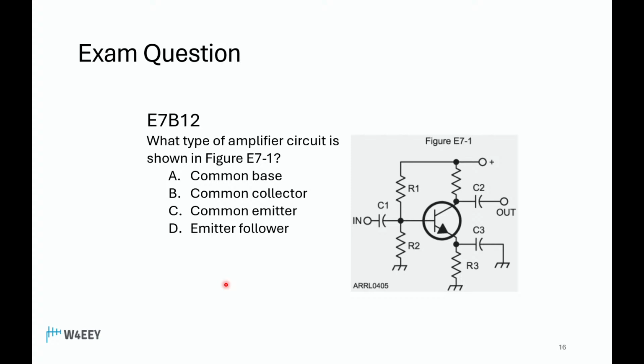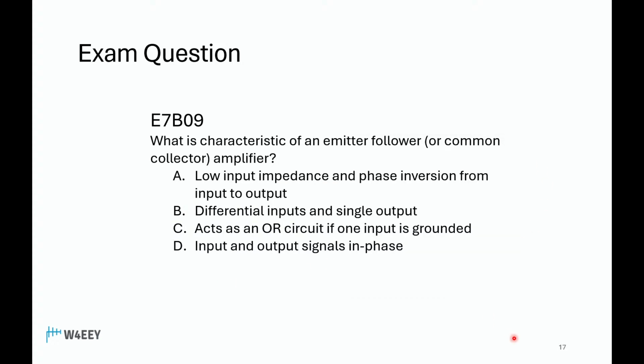What type of amplifier is shown in this figure? Charlie. Charlie, it's a common emitter. Yep. And the shortcut that I gave you. What is characteristic of an emitter follower or common collector amplifier? Delta. It is delta. Input and output signals are in phase. That's true of the common collector and the common base, but they only ask about this one.